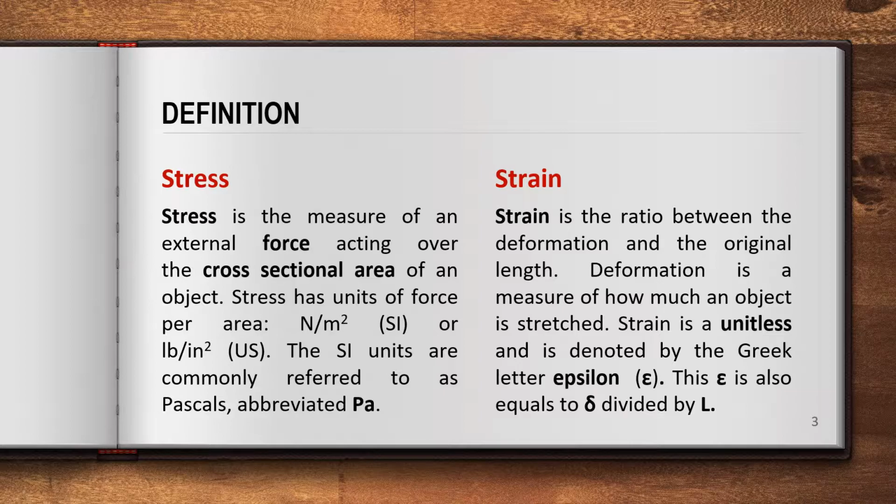Strain is the ratio between the deformation and the original length. Deformation is a measure of how much an object is stretched. Strain is unitless and is denoted by the Greek letter epsilon. This epsilon is also equal to delta divided by L.